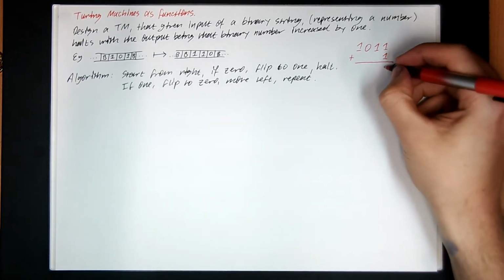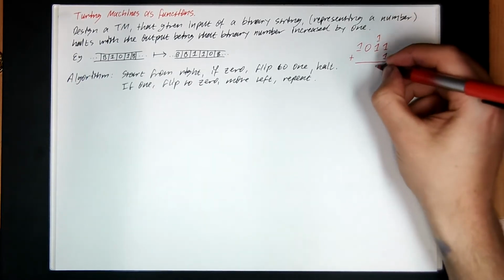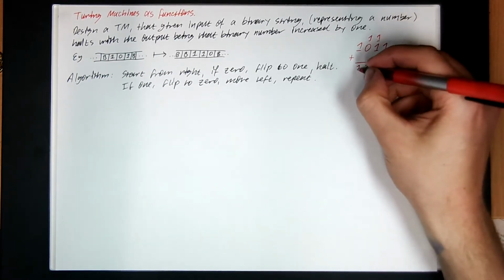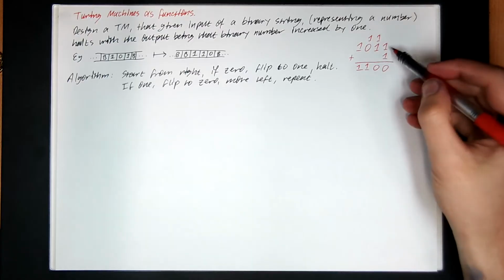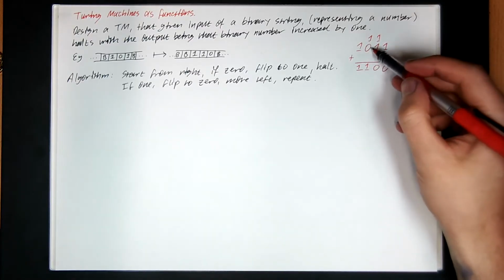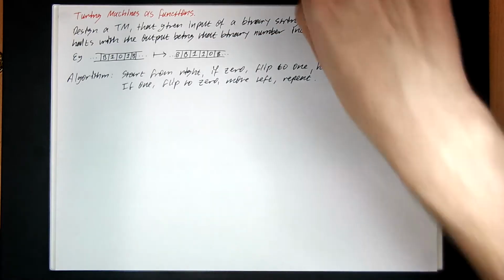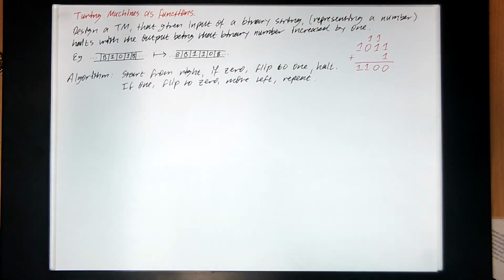We get 1 plus 1 is 0, carry the 1. 1 plus 1 is 0, carry the 1. 1 plus 0 is 1, and we stop, and then we copy the last bit down. So I can see that by just flipping 1s to 0s until I see a 0, flipping it to 1 and stopping, that's going to implement this addition algorithm, right? So let's construct the Turing machine that will do that.